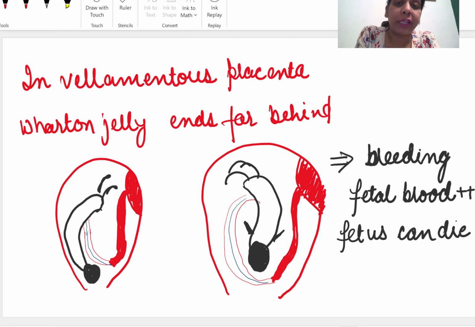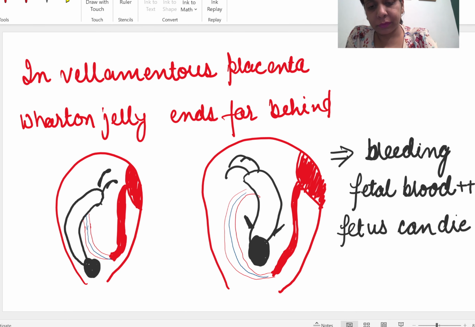That is what is found in velamentous placenta. Wharton jelly ends far behind. Wharton jelly ends midway, and there is full exposure of vessels. Okay. Now, when the vessels are exposed, you are seeing that here this is packed in Wharton jelly. Now here these are exposed vessels.